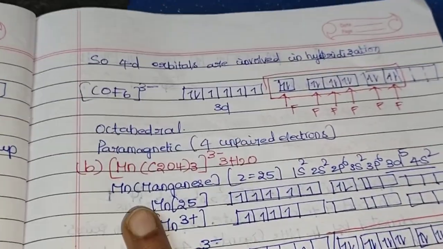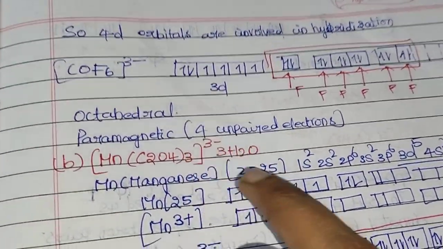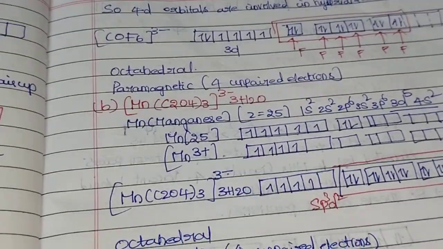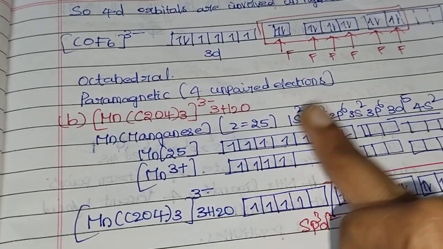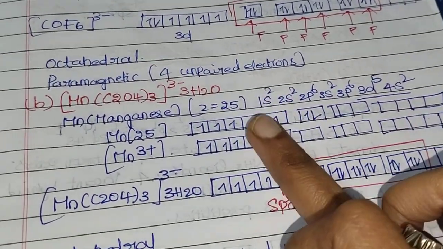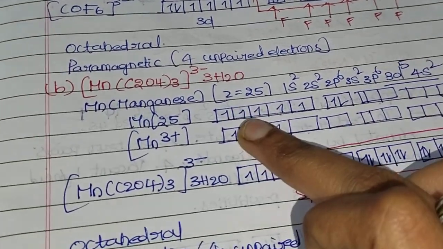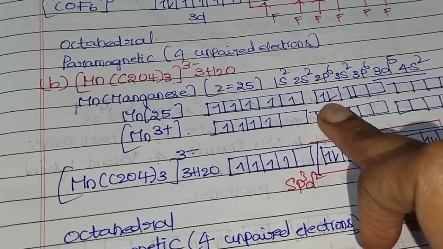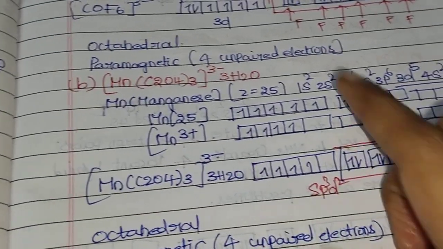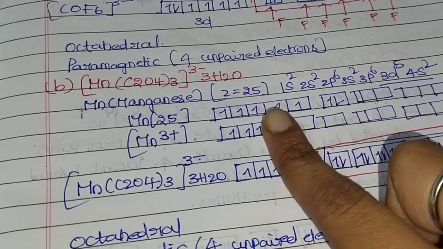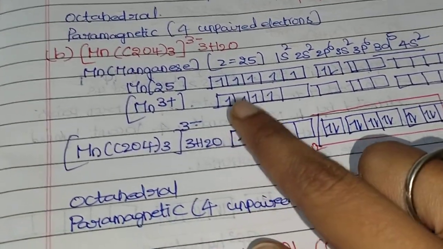Then the next one is manganese, Mn(C2O4)3 3 minus, 3H2O, a big complex. So Mn is nothing but manganese. Its atomic number is 25. I wrote the electronic configuration: 1s2 2s2 2p6 3s2 3p6 3d5 4s2. So 3d5 4s2, all are singly occupied here, see. And Mn 3 plus, so 3 electrons should be removed, 1 2 3. So from the last we should remove every time. So 1 2 3 is removed, so 4 will be there.